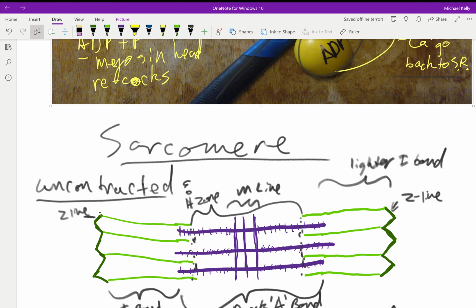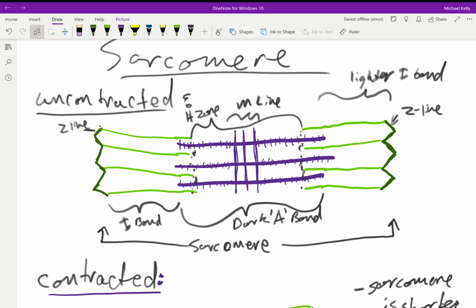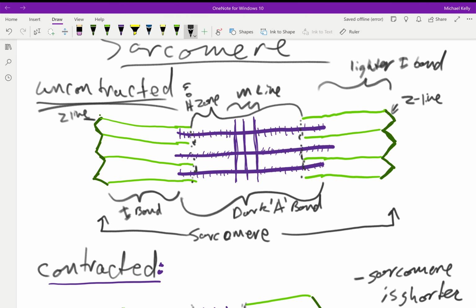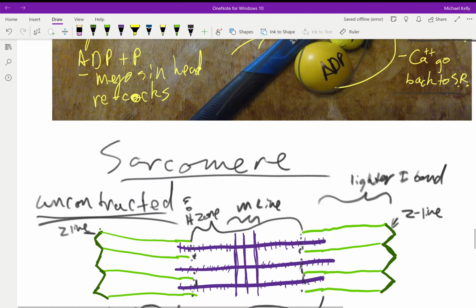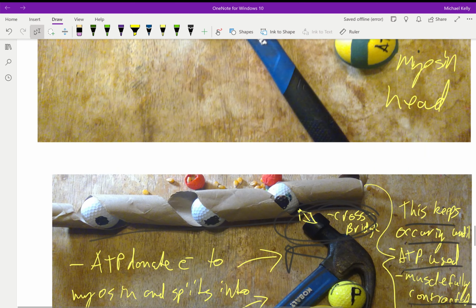So here we are. Here's the sarcomere. Here's an M zone. Here's an N zone. It's uncontracted here. It's contracted here. And that's all I have.